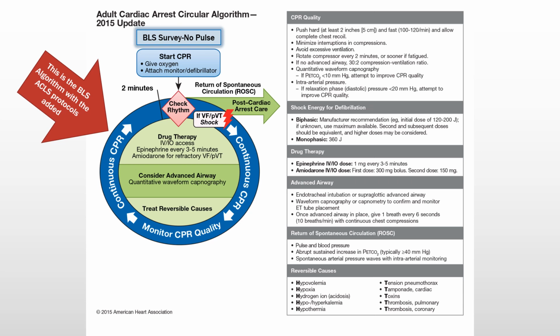Rotate compressor every 2 minutes or sooner if fatigued. So if that person is showing that they're not doing the compressions as well because they're tired, we're going to switch them out, all right? So if we do not have an advanced airway, we're following the 30 to 2 compression ventilation ratio.